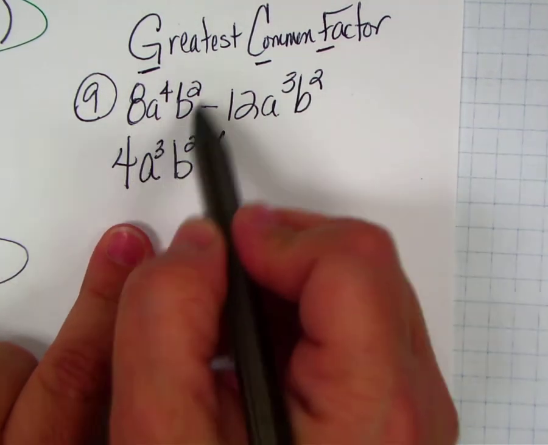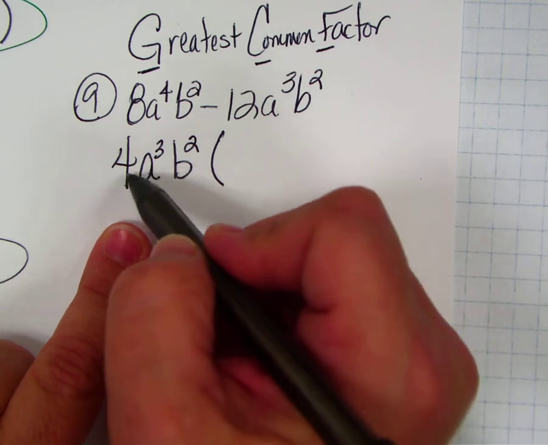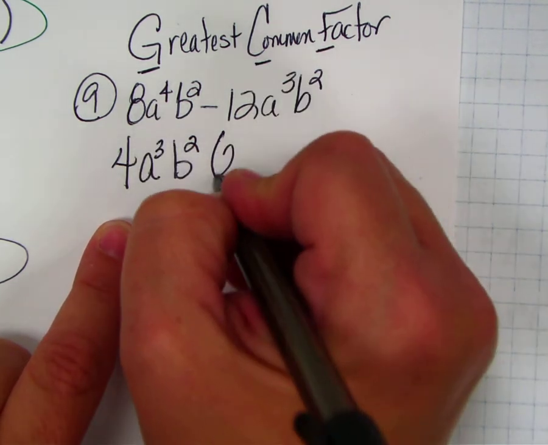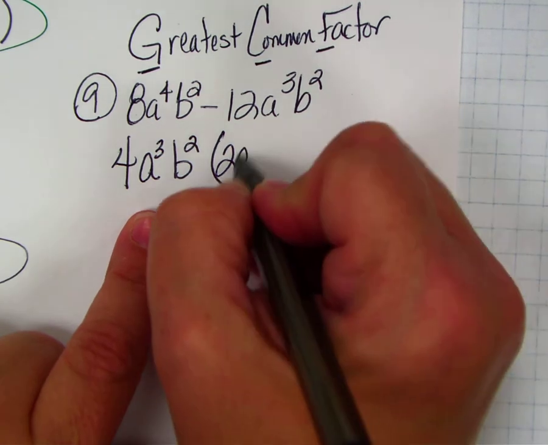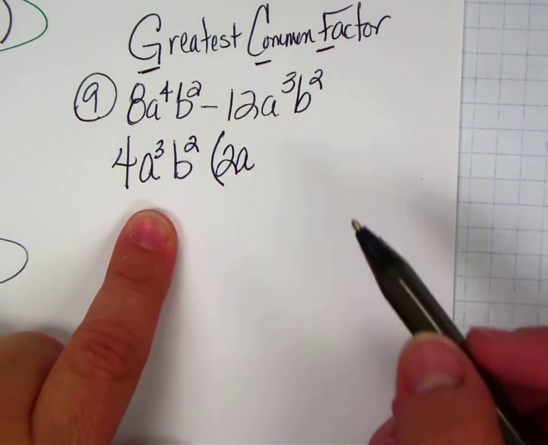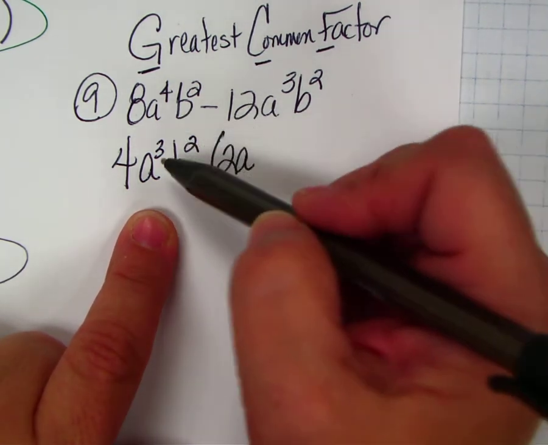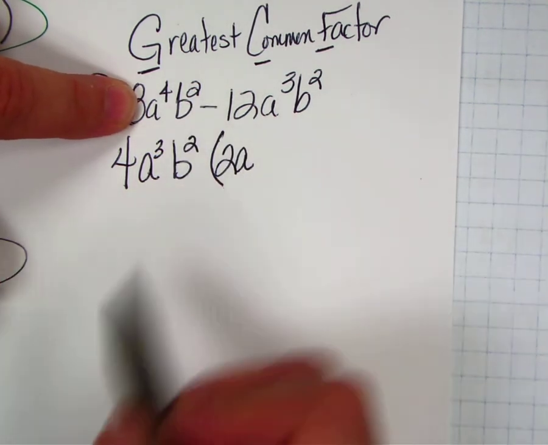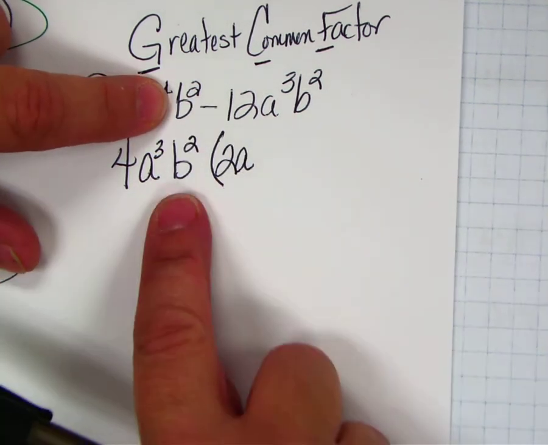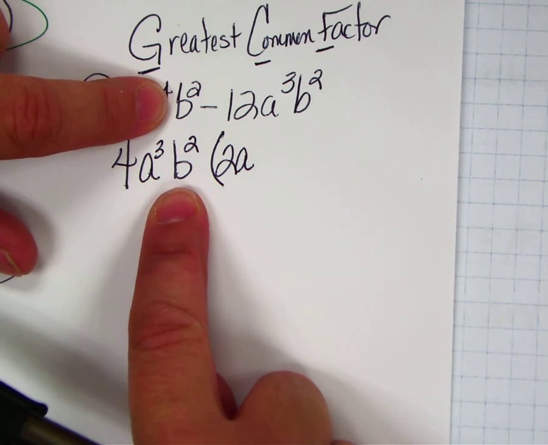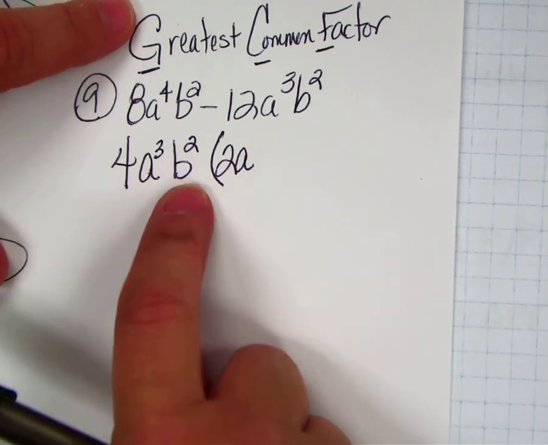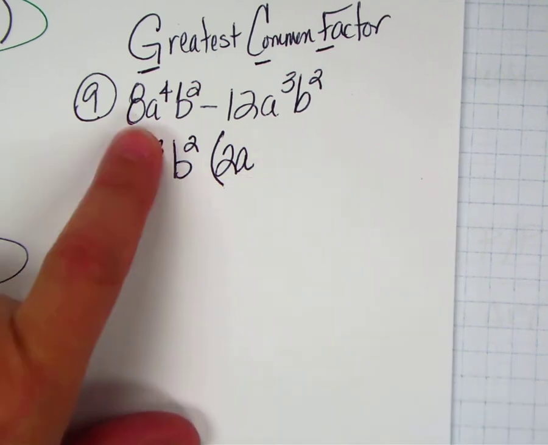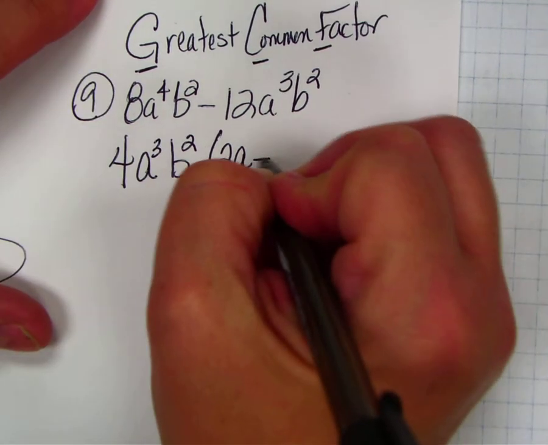Okay, now in this first term, if I take out a 4, what will that leave me? 2A. And where'd you get just A? A to the 4th. Got it? I got 4 A's total, and I'm taking 3 of them, so that leaves me 1. I got 2 B's, and I'm taking them both. 4A cubed B squared times 2A is 8A to the 4th, B squared. And there's a minus sign.